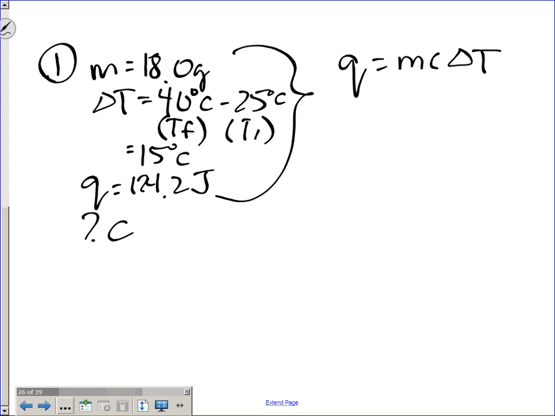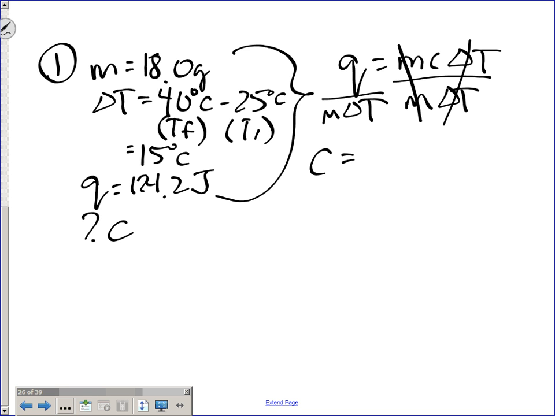So, after you get to MCAT, I want to solve for C. So how do I isolate C is what my real question is. Divide by, and, okay, so divide by M and delta T. So then they cancel on this side, giving us C by itself. So then we're going to plug in. So Q over M delta T.